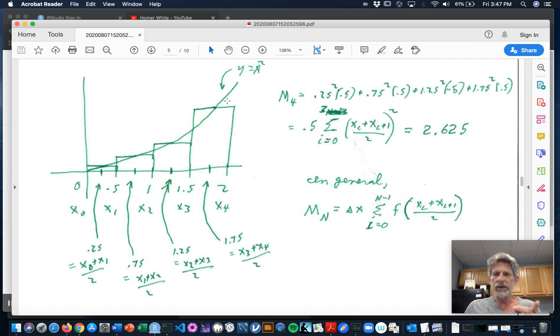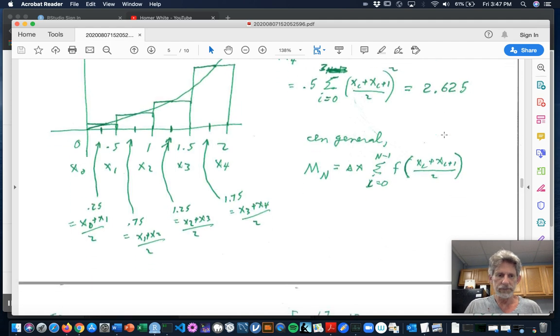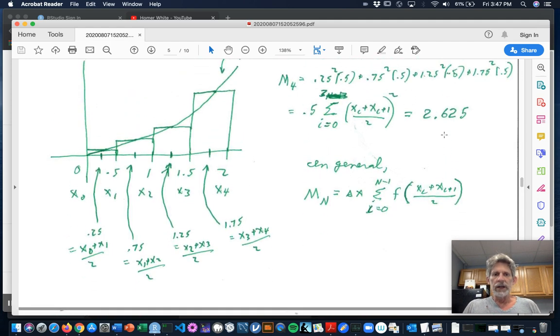So I think that this is probably the best approximation to the area under the curve we've seen so far, this 2.625. You can't say for sure whether it's bigger or smaller. That depends on the nature of the curve that you are approximating.